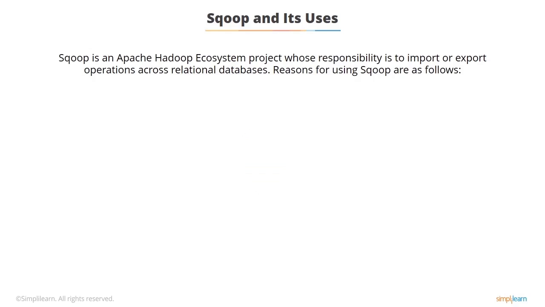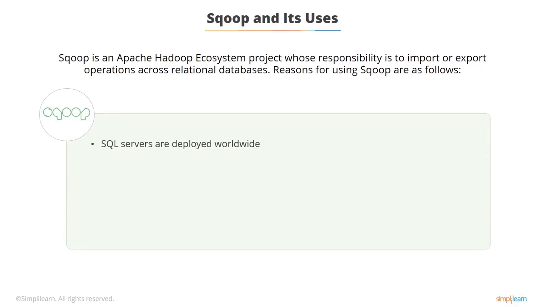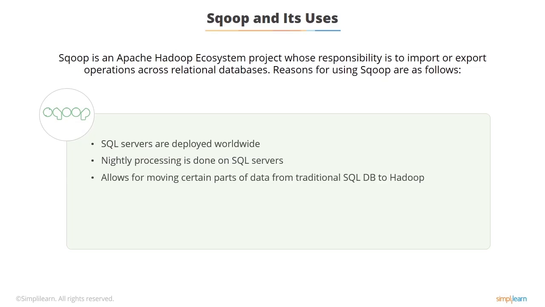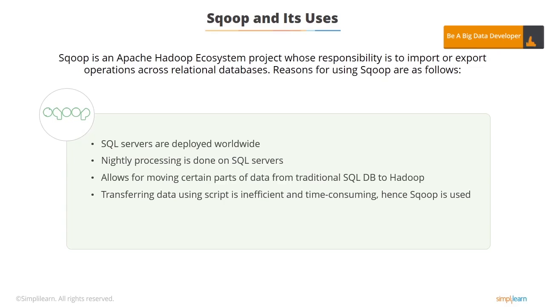Let's discuss the various reasons for using Sqoop. SQL servers are deployed worldwide. A SQL server is the primary way to accept the data from a user. Nightly processing is being done on SQL servers for years. Sqoop allows you to move data from traditional SQL DB to Hadoop HDFS, as Hadoop makes its way into enterprises. Transferring the data using automated scripts is inefficient and time-consuming. Hence, Sqoop is used.